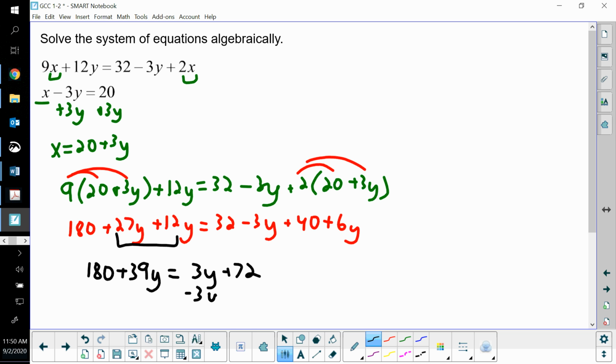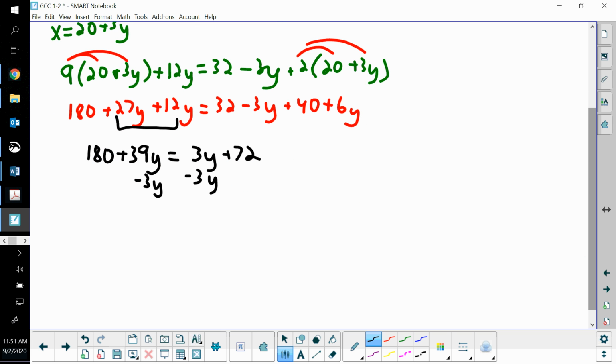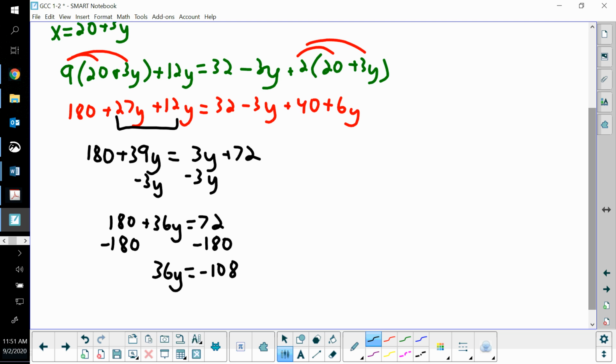Maybe we'll subtract the 3y over. That'll be 180 plus 36y equals 72. We want to get the y alone, so we'll get rid of the constant over on the left. 72 minus 180 will give us negative 108.